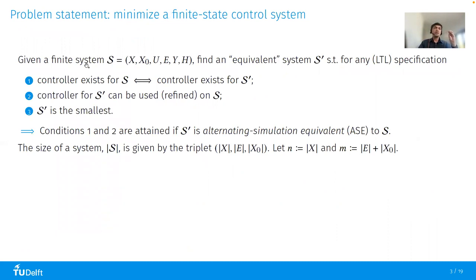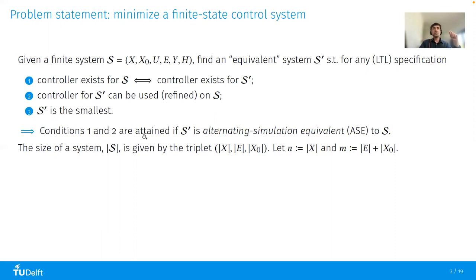What do we mean by that? Given a finite system S, we want to find an equivalent system S prime, such that for any possible LTL specification, a controller exists for S if and only if a controller exists for S prime. And a controller for S prime can be used, or we say refined, on S. But moreover, we want to minimize: we want S prime to be the smallest possible system that satisfies all of this.